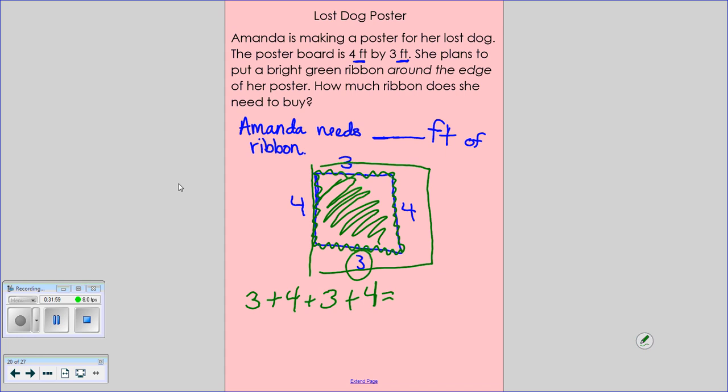Total amount. Natalie? 14. Remember, I didn't use the whole squares to fill it in, so I can just use the unit. I don't have to say unit squared. So Amanda needs 14 feet of ribbon. 3rd graders get tricked all the time. You guys get lazy and you say, oh, it's a box, let me multiply some stuff. Don't do that. Think. Think.